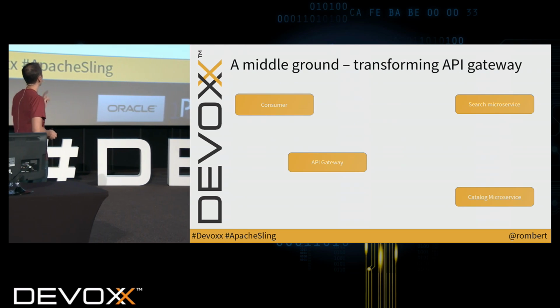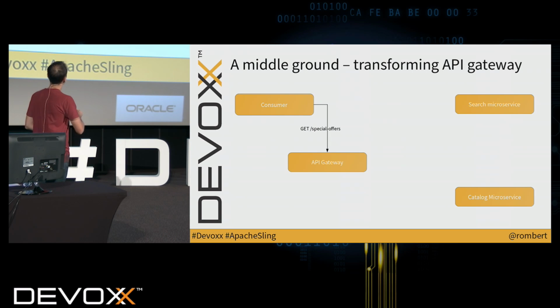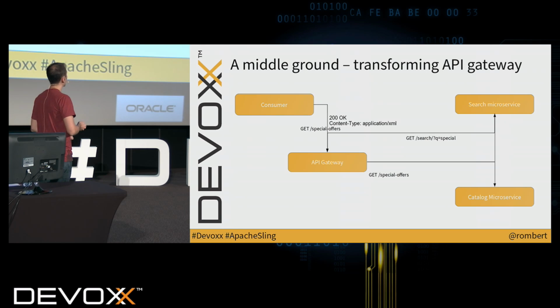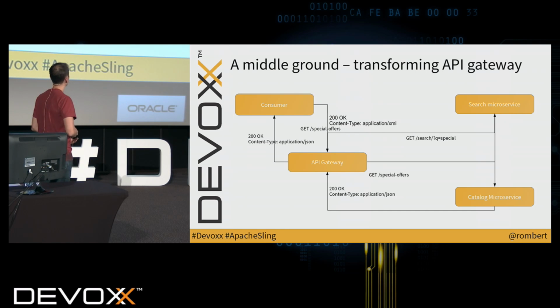Okay, my diagram skills are not that good. Let's say the consumer calls the API gateway with a special offers request, then the API gateway sends requests to multiple microservices, and then someone returns XML, someone returns JSON, and then the gateway transforms the response into one single payload and sends it back to the consumer as JSON.